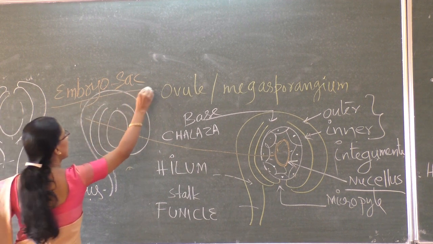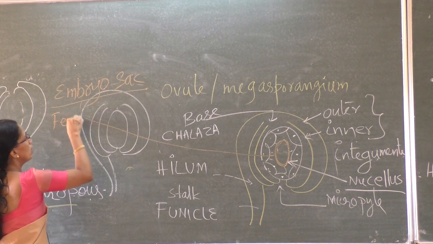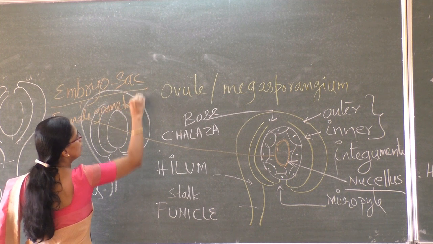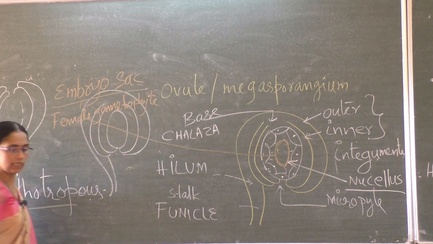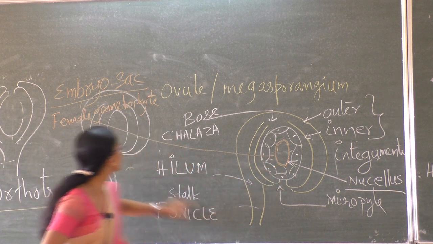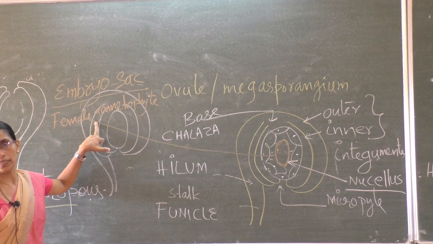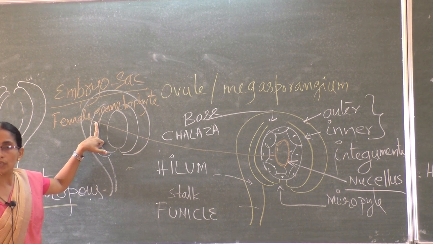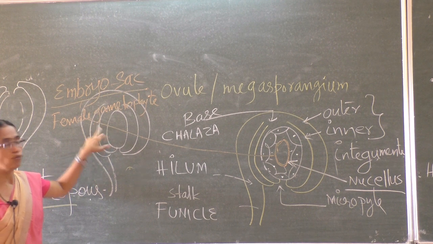What is embryo sac? Embryo sac is the female gametophyte. Yes, the ovule internally bears a structure known as embryo sac, and this embryo sac itself is the female gametophyte. Microspore is male gametophyte. Embryo sac is female gametophyte.